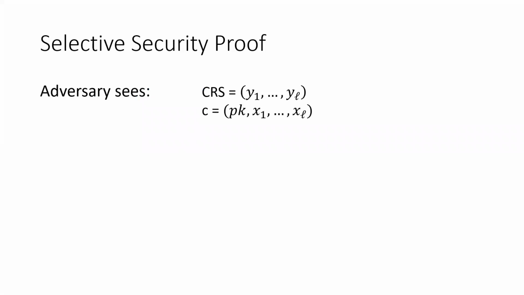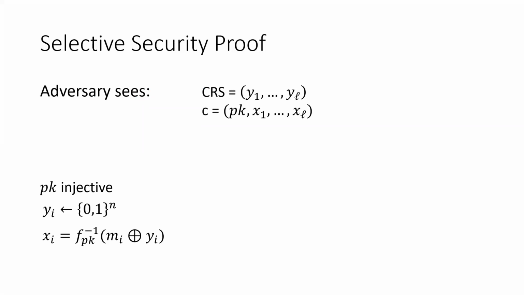The adversary sees the common reference string, the CRS, so all the yi's, and he sees a code word, the encoding of some particular message m. His goal is to compress the code word given the CRS. So in real life, let's look at this distribution of what the adversary sees. The public key is sampled in injective mode, the yi's in the CRS are uniformly random, and the xi's are these pre-images, inverting the trapdoor permutation of mi XOR yi.